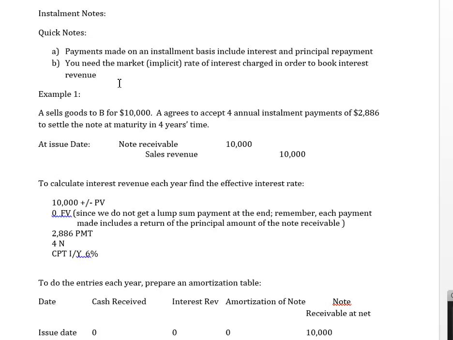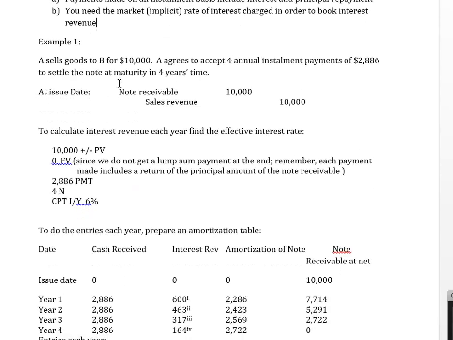So if we have a look at our first example here, it says, assume that company A sells goods to B for $10,000. So first of all, $10,000 is going to be the present value of your note, so you can set the note up at $10,000. But you also know that A has decided to accept from B payments of $2,886 every year for 4 years. So in other words, they're going to allow them to pay off this note over a 4-year period at $2,886 a year.